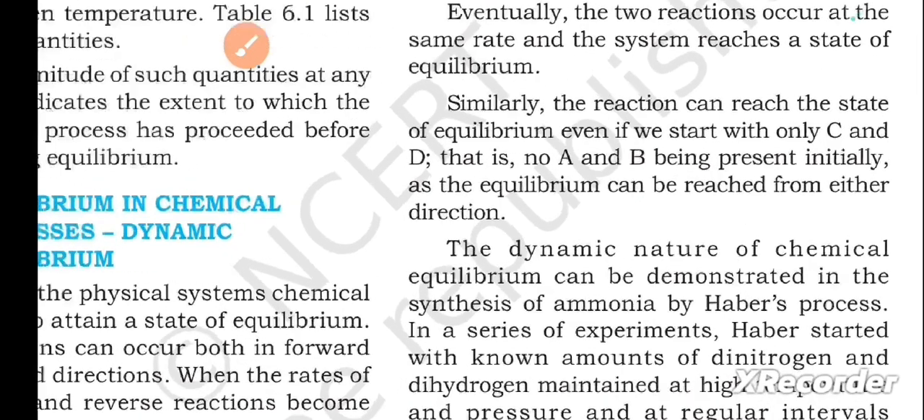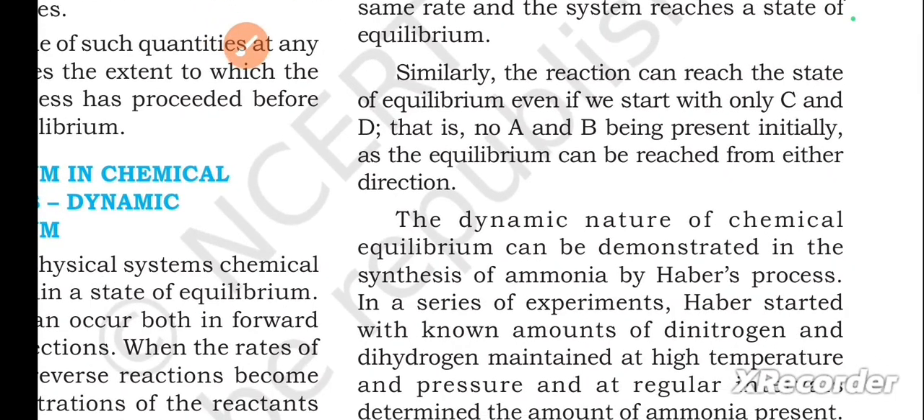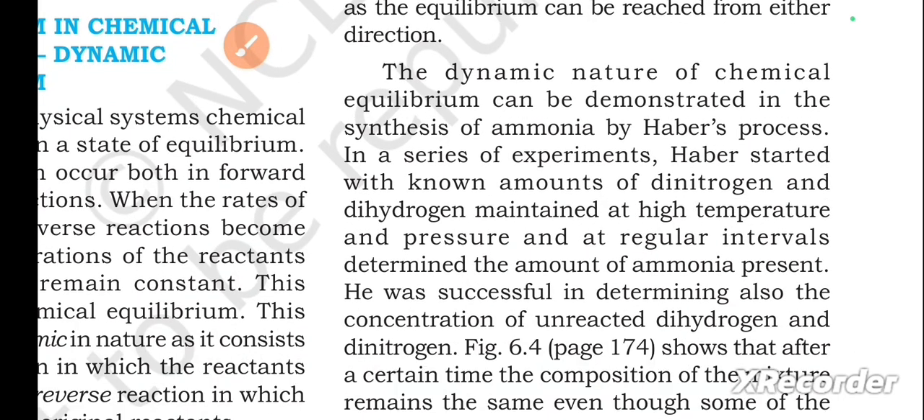Similarly, the reaction can reach the state of equilibrium even if we start with only C and D, that is, no A and B being present initially, as the equilibrium can be reached from either direction. The dynamic nature of chemical equilibrium can be demonstrated in the synthesis of ammonia by Haber's process.